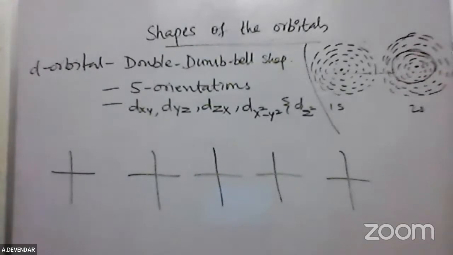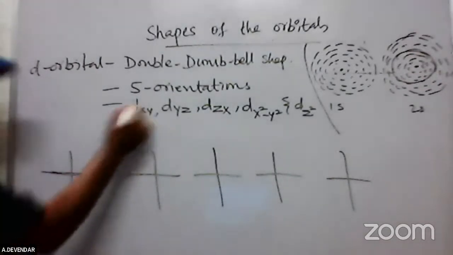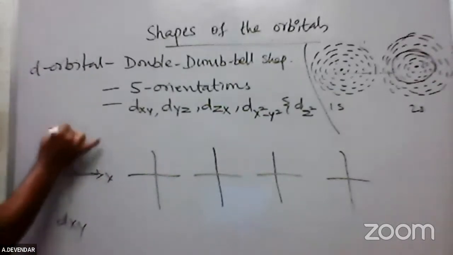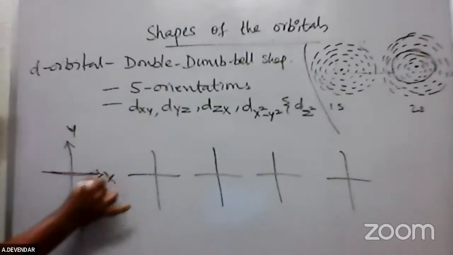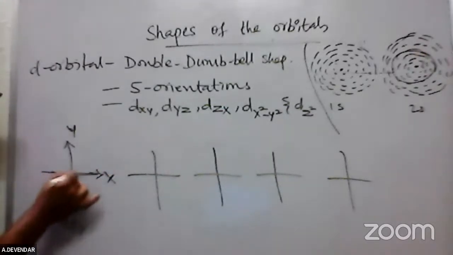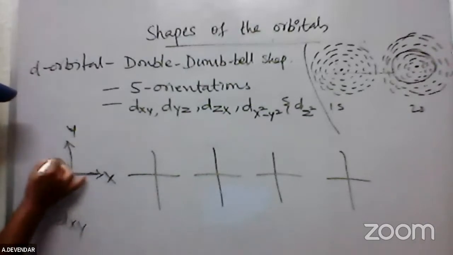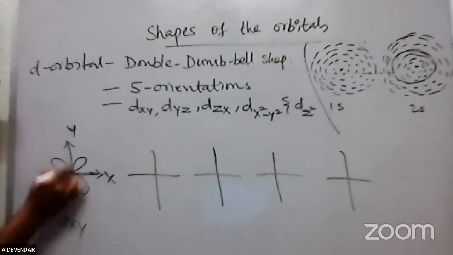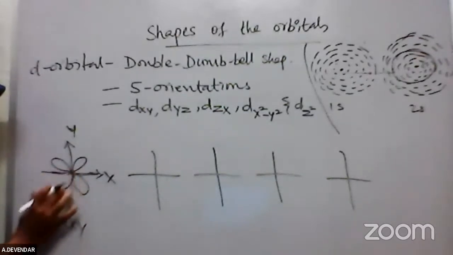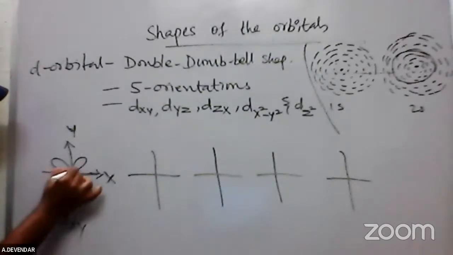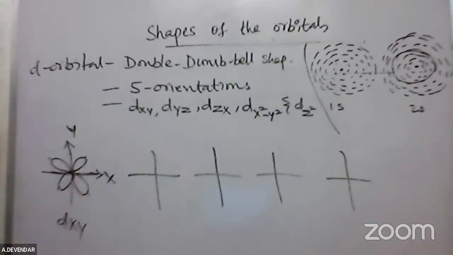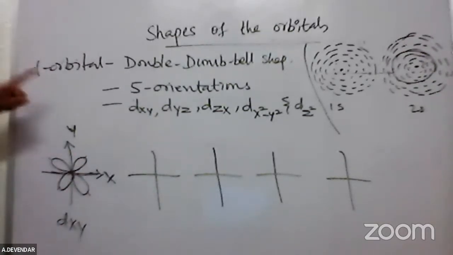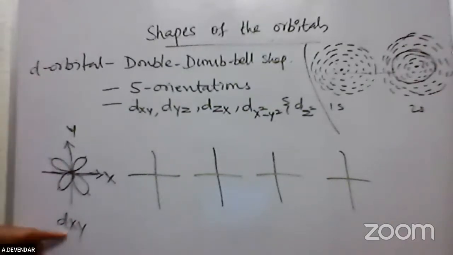Please use the technique. I want to take the DXY. First you will take the DXY. This is the X-axis, this is the Y-axis. See friends, I am drawing in between the X-axis and Y-axis. That means double dumbbell. If you have drawing skills or practice, you can draw easily. This is nothing but DXY in between the X and Y. Previously on the X axis it is called PX, but in between it is called XY.